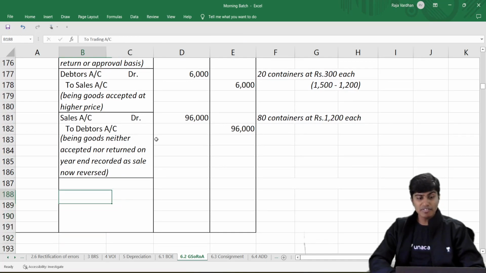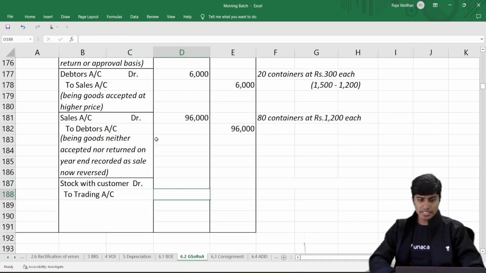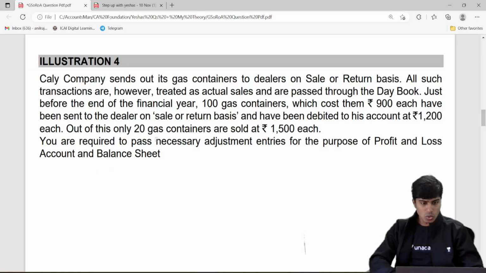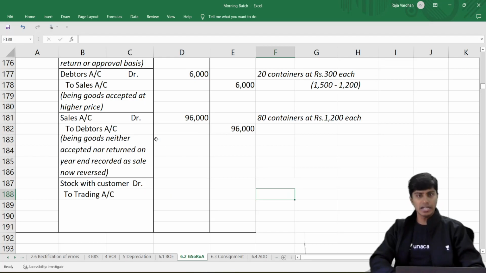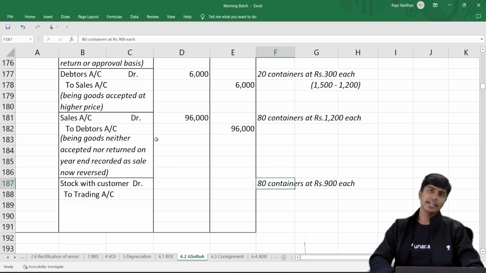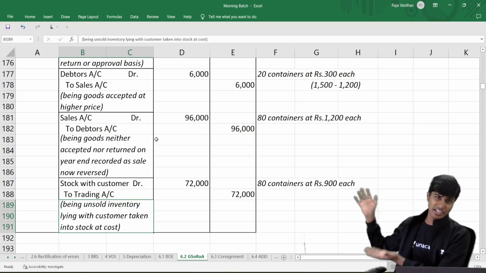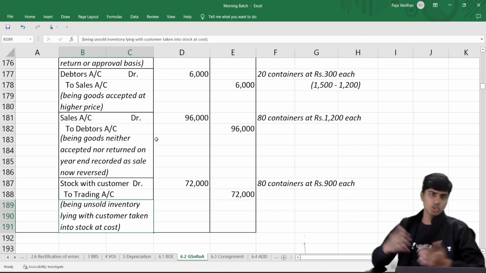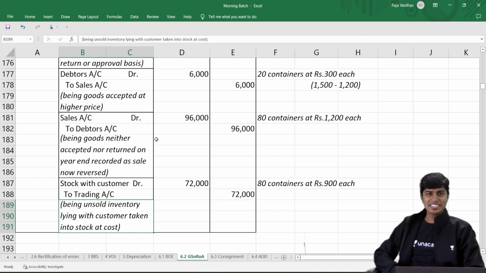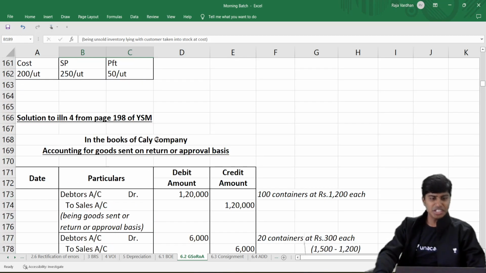Then going a little further ahead, I'll include it in my inventory by writing stock with customer to trading account. This is to the extent of 80 containers into 900 per container, which is our cost. 80 into 900, that is 72,000 each. Being unsold inventory lying with the recipient included in the stock now. That's the end of our question number 4.